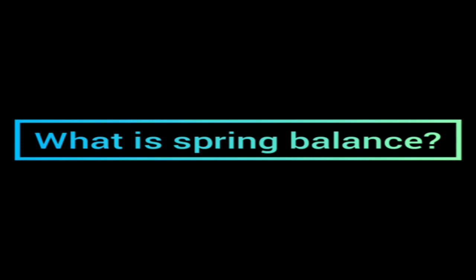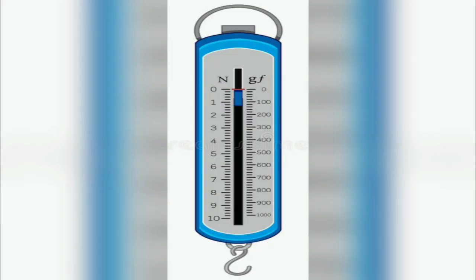What is spring balance? Dear children, have you heard of spring balance? Spring balance is a device used for measuring the force acting on an object. It consists of a coiled spring which gets stretched when a force is applied to it. Stretching of the spring is measured by a pointer moving on a graduated scale. The reading on the scale gives the magnitude of the force.